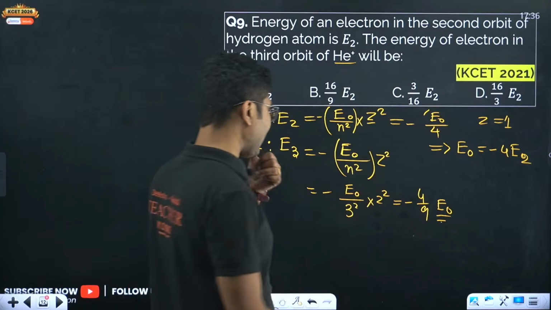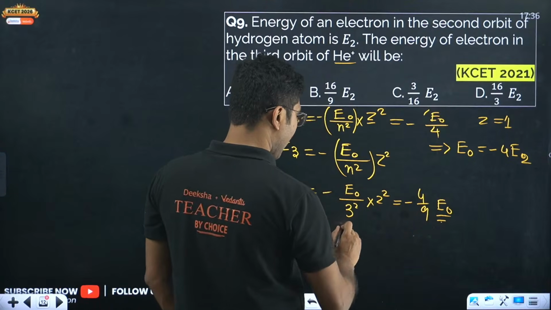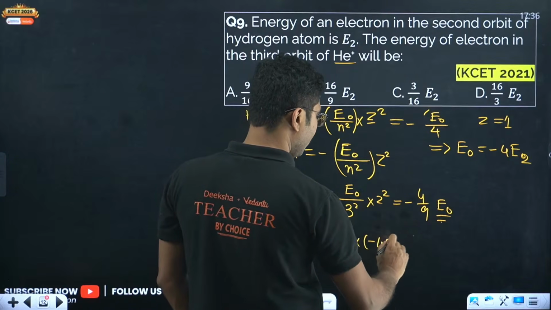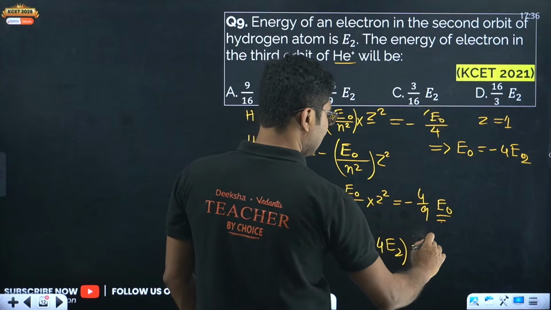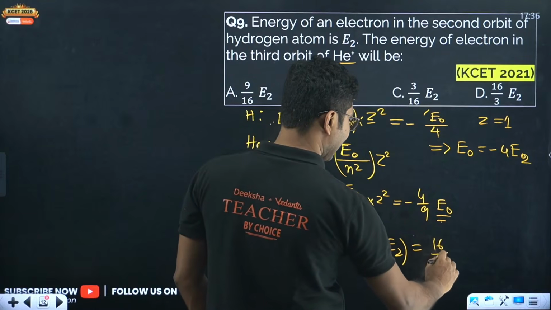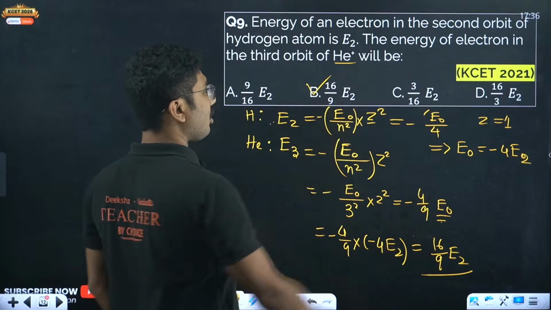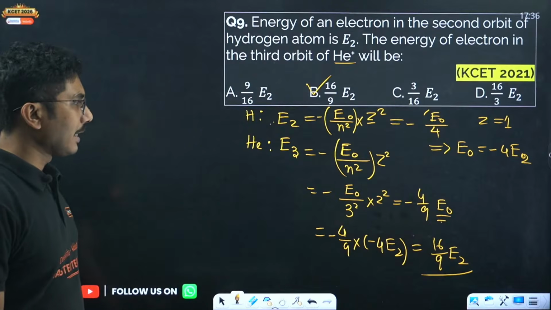So we have to put that here, minus 4 by 9 into minus 4 E2. So it will be 16 by 9 E2. So the correct answer will be option B.